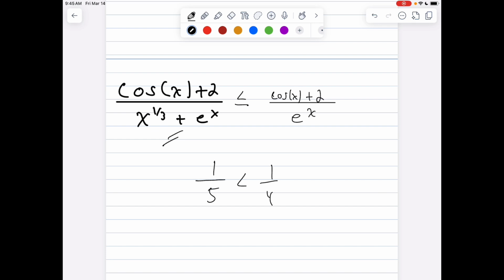1/5 is less than 1/4, is what I'm trying to get at. They have the same numerator, but the denominator of 4 is smaller than 5, so overall that fraction 1/4 is bigger than 1/5. The same thing here is what we're getting at.